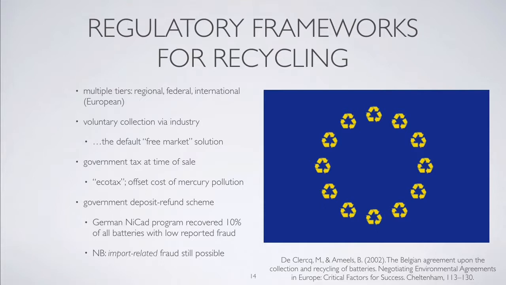Another alternative is a government tax that is levied at the time of sale. This is sometimes called an eco-tax, and an example of what it might do is the money is collected by the government. It's assumed that the battery is going to end up in a landfill, and then the money that was collected by way of the eco-tax can specifically mitigate negative environmental impacts, like, say, mercury that is leached out of a type of battery.